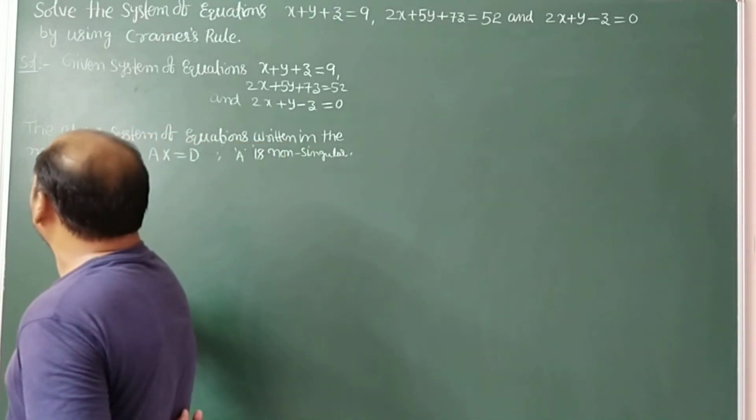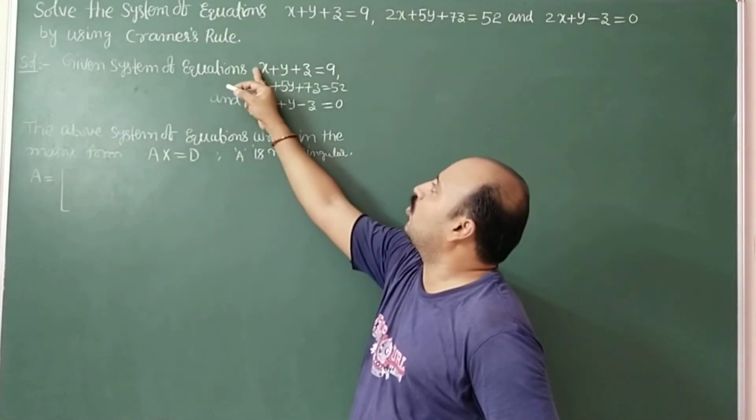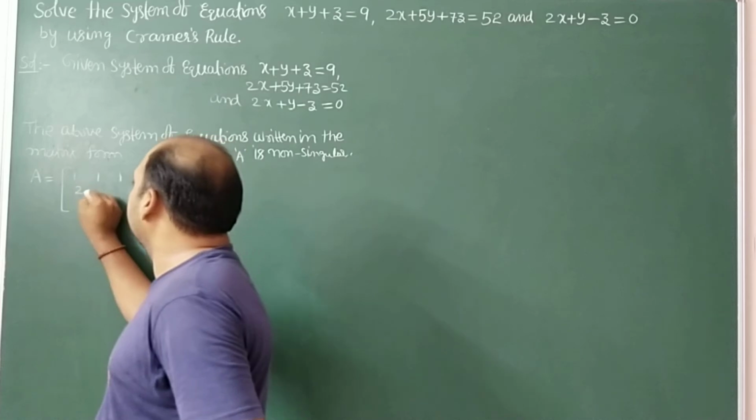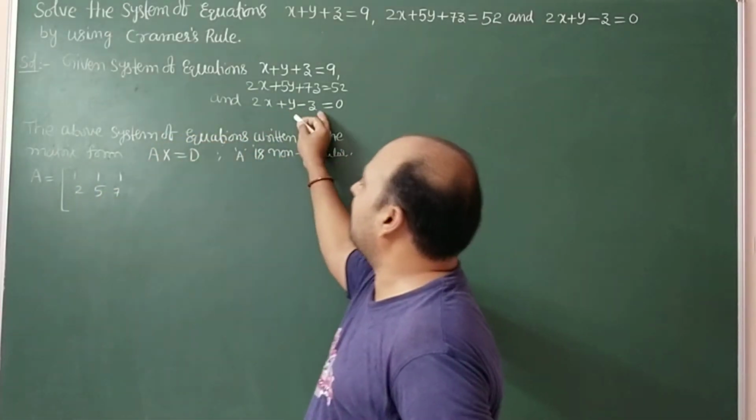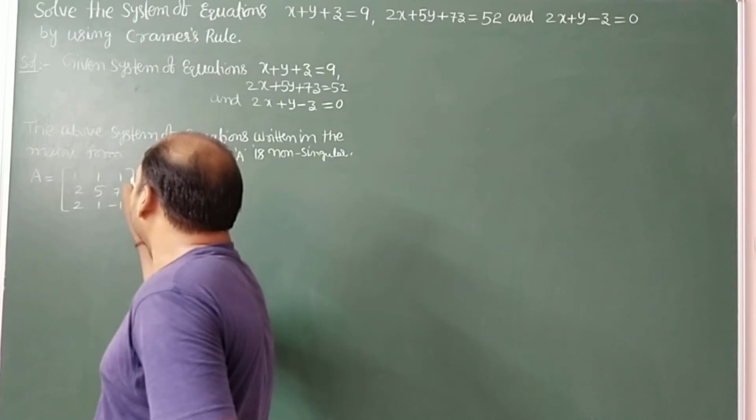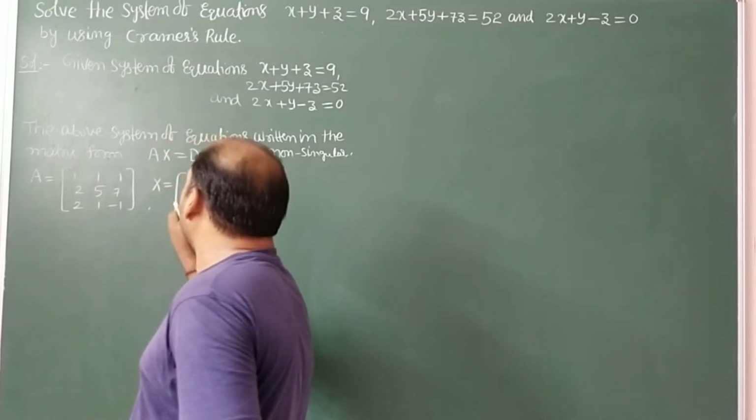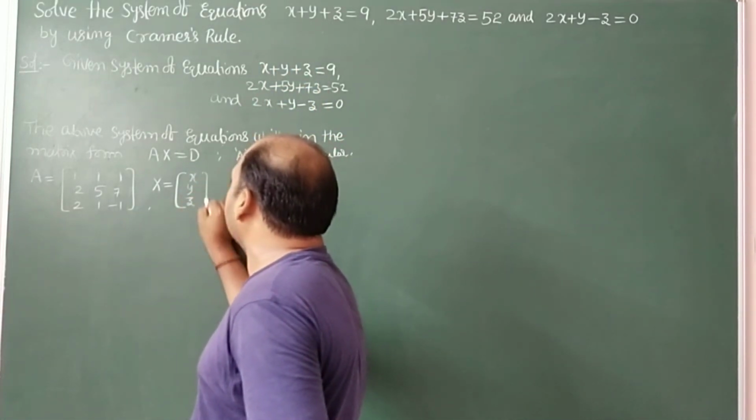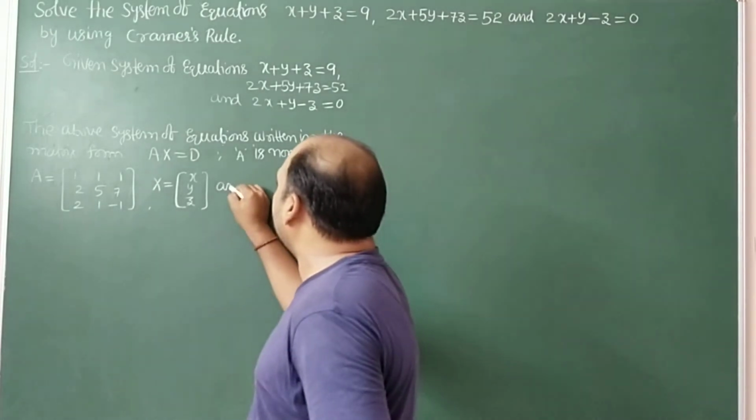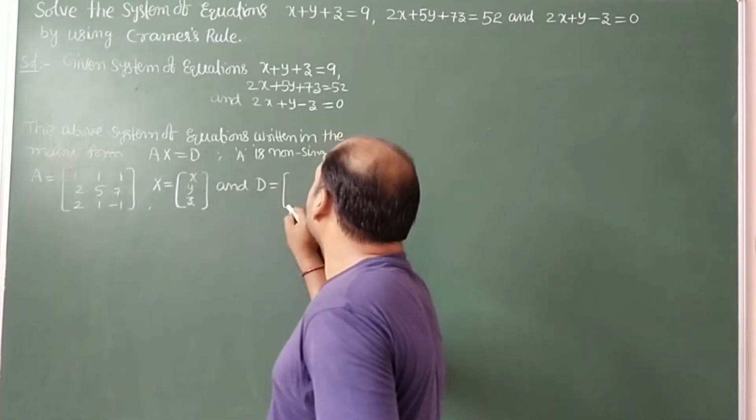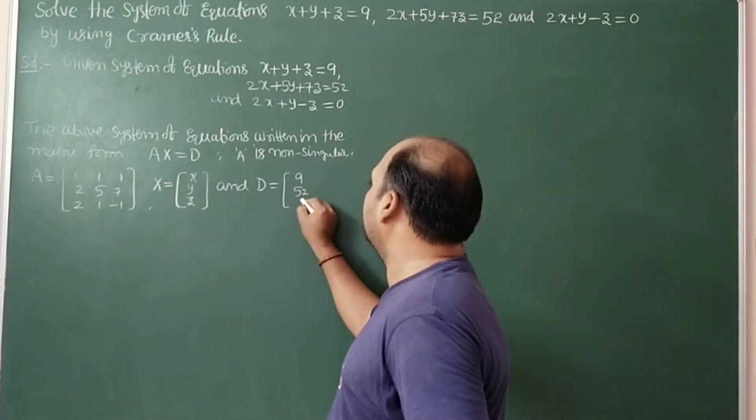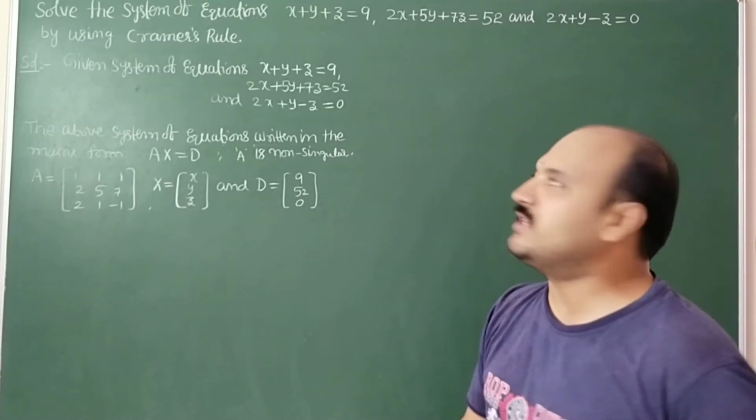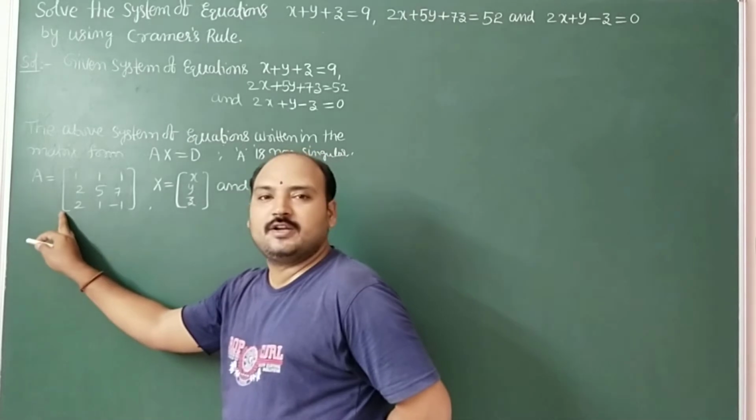So capital A is equal to the coefficient matrix: 1 1 1, 2 5 7, and 2 1 minus 1. Capital X is equal to x, y, z, the unknown values that we are going to calculate. This is the solution matrix. And capital D is equal to 9, 52, 0.